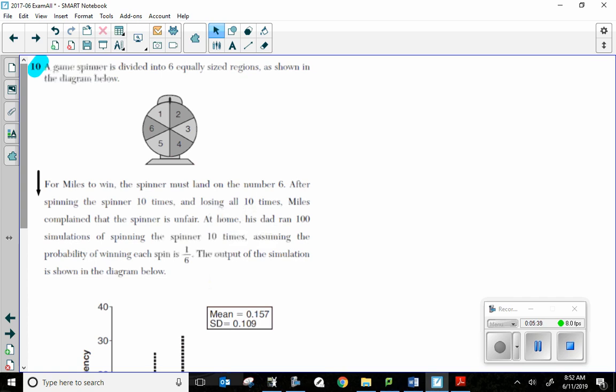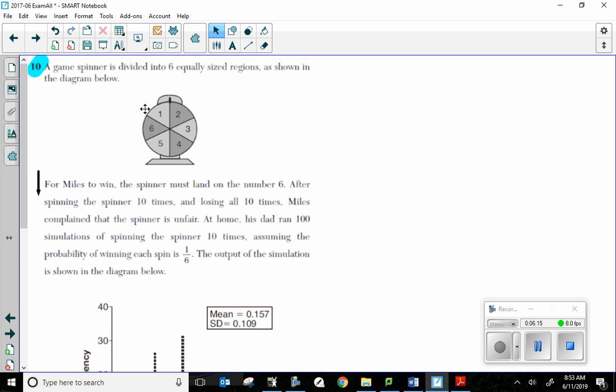Number 10, data and stats problem. A game spinner is divided into 6 equally sized regions, as shown in the diagram below. For Miles to win, the spinner must land on the number 6. So it has to land on this wedge right here. After spinning the spinner 10 times and losing all 10 times, Miles complained that the spinner is unfair. Of course, we're all going to complain.